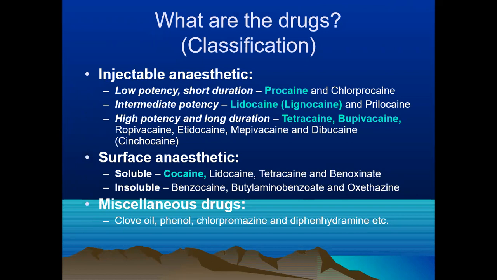We have surface anesthesia products, like soluble ones such as cocaine, lidocaine, and tetracaine, and we have insoluble ones like benzocaine, butyl aminobenzoate, and oxethazaine. And then we have miscellaneous drugs like chlorpheniramine, chlorpromazine, and dipromazine, which also work as anesthetics in some respects in human beings.